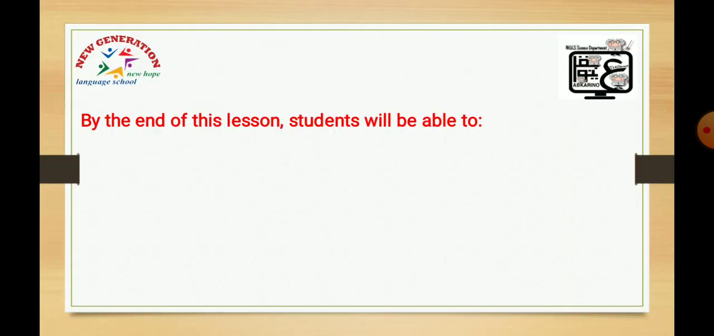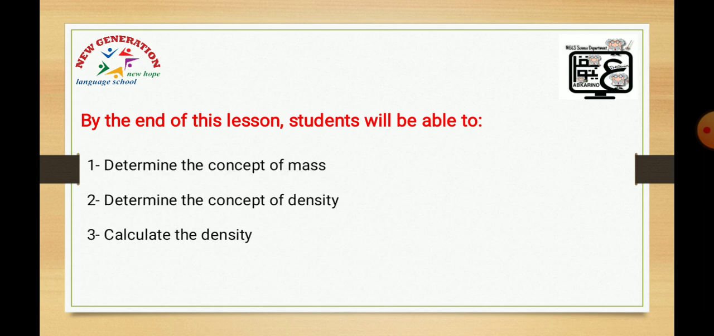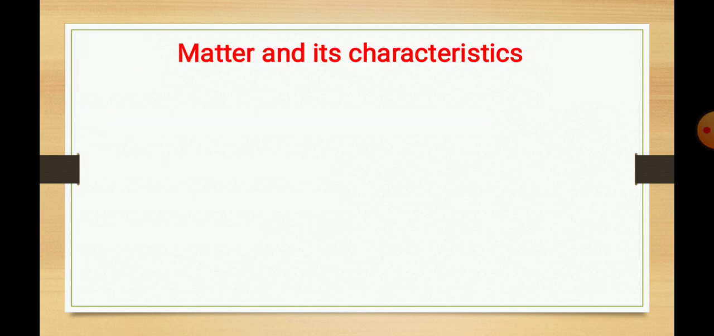So, by the end of this video, students will be able to determine the concept of mass, determine the concept of density, and finally calculate the density. So, first, this is Lesson 1, matter and its characteristics. Do you know that, my friend, everything around us on the Earth's surface is called matter? And any matter has mass and volume.